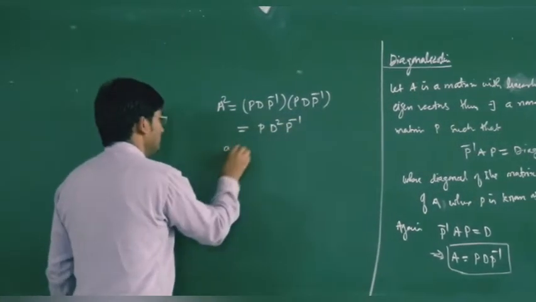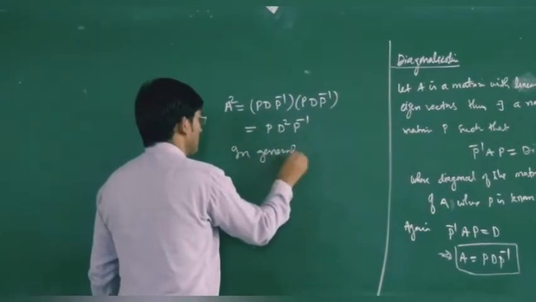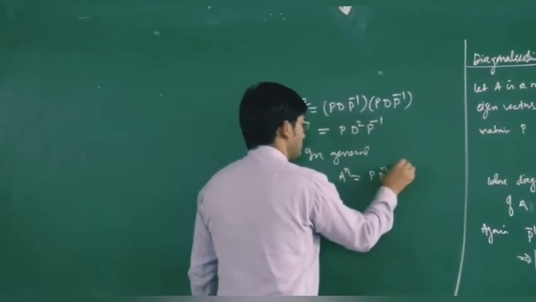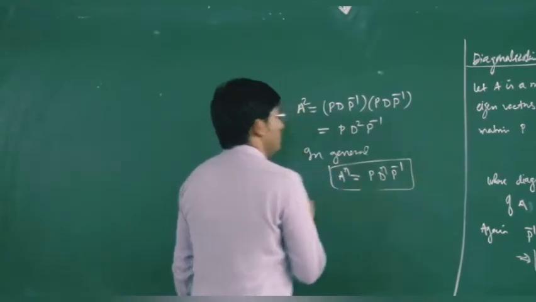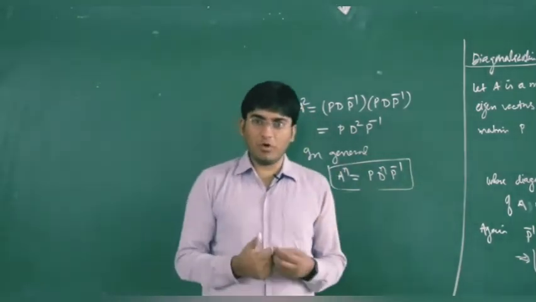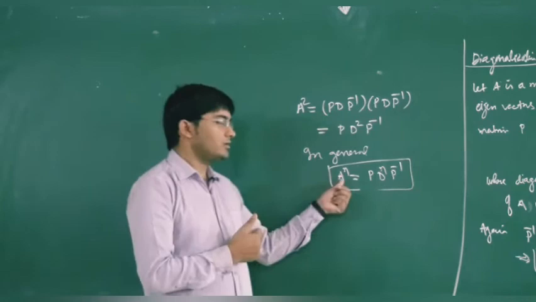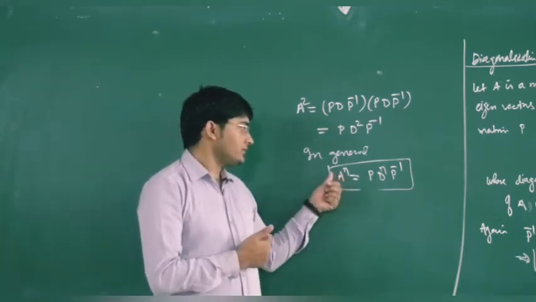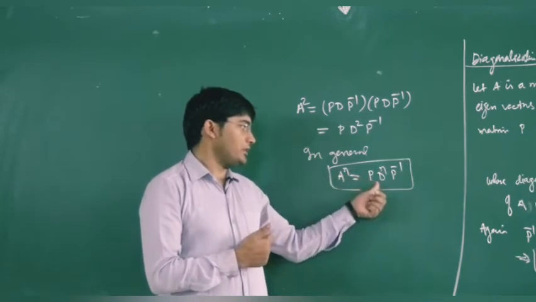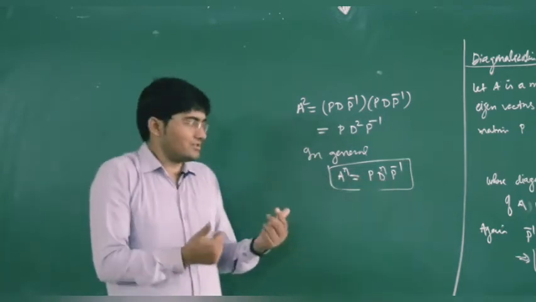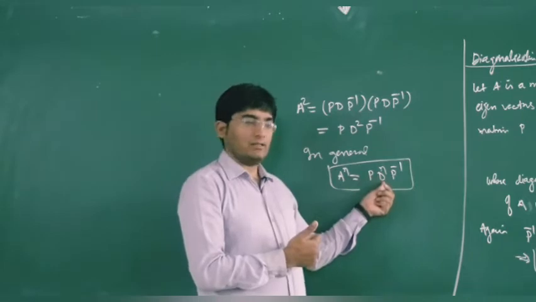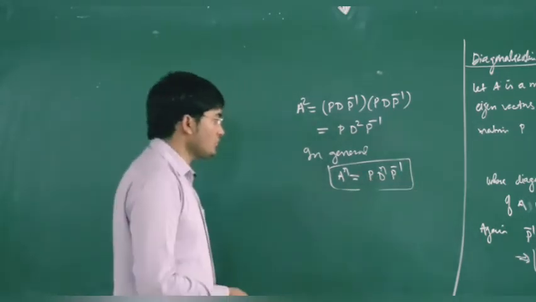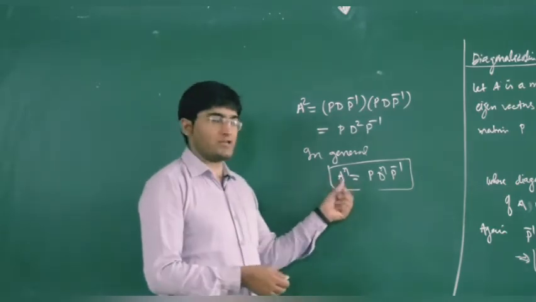So in general, your A to the power n will be equal to P D power n P inverse. So diagonalization is very important to find out the higher power of a matrix. If you want to calculate the nth power of a matrix, then it is equal to P into D to the power n, and D to the power n is just the powers of the diagonal entries, and then P into D power n into P inverse. So we can get the higher power of a matrix.